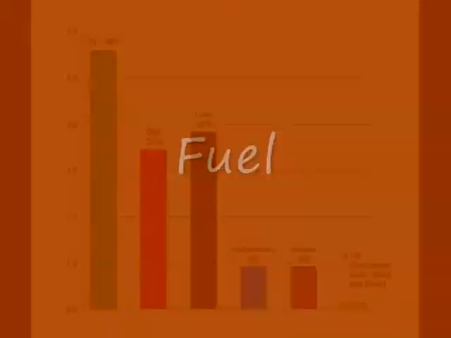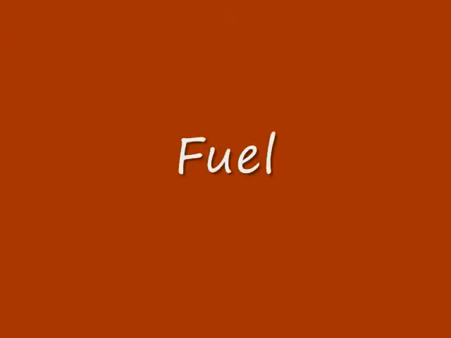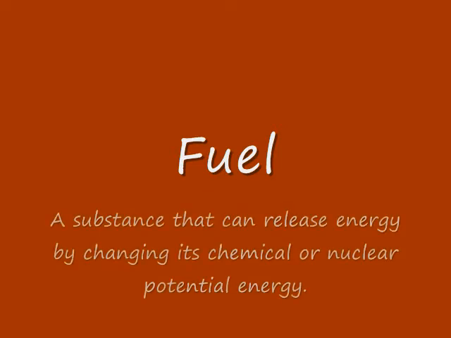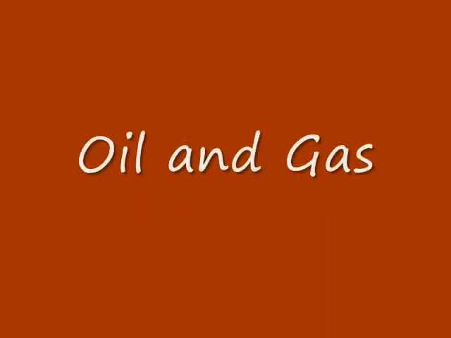Now most of our energy resources come from something called fuel, and fuel is very simply defined as a substance that can release energy by changing its chemical potential or its nuclear potential energy. That is to say, they are somehow either burned or undergo a nuclear reaction in which the atoms or the nuclear particles rearrange themselves into a less energetic form and therefore release some of their energy that we can then go ahead and use. So let's take a closer look at how we get some of the various fuels, and let's start with oil and gas.